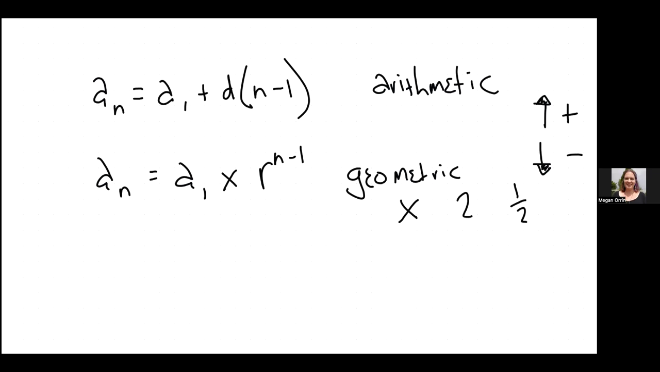Now, annoyingly, the book is going to start changing what letter they use. It's exactly the same thing though. Instead of A, we're going to start using U. It doesn't make a difference. But when you get to an arithmetic sequence, it's going to be asking for U of N, which is going to be the first term plus the difference.